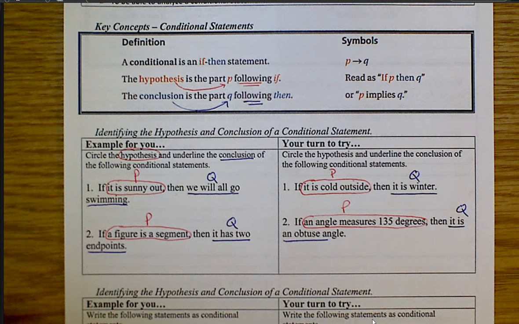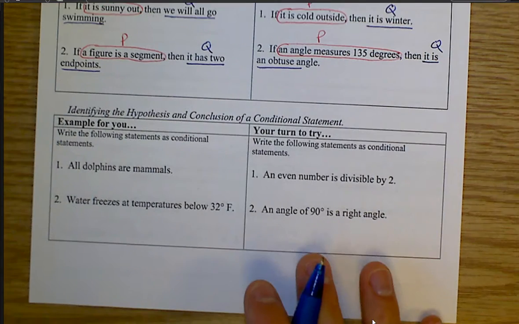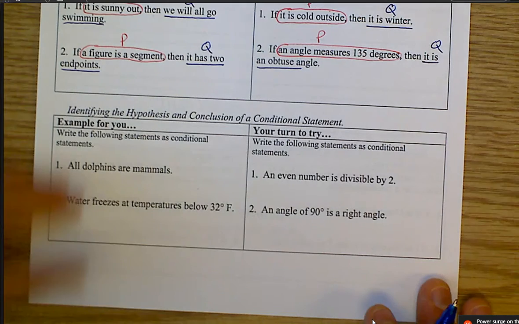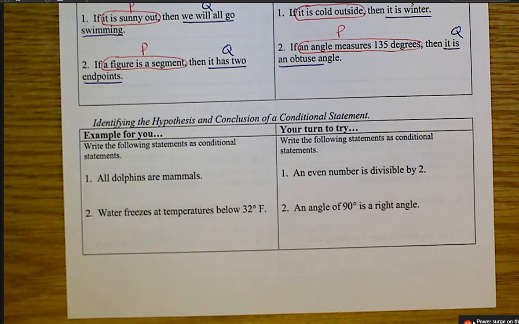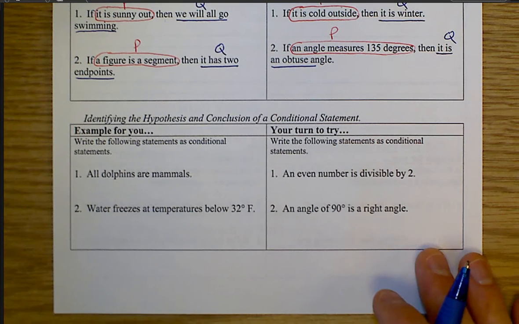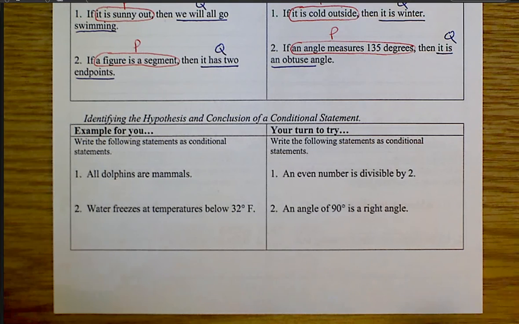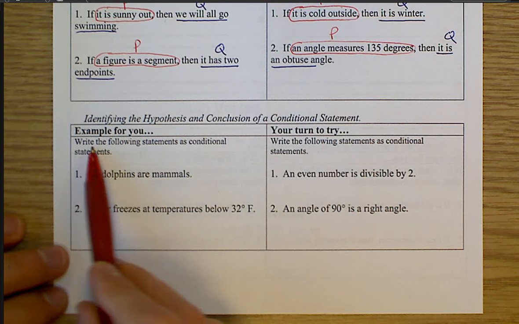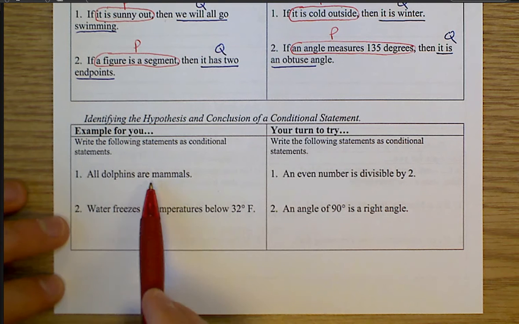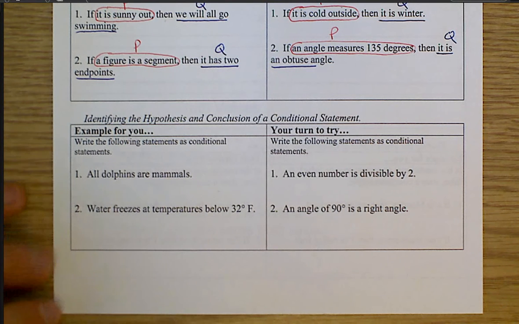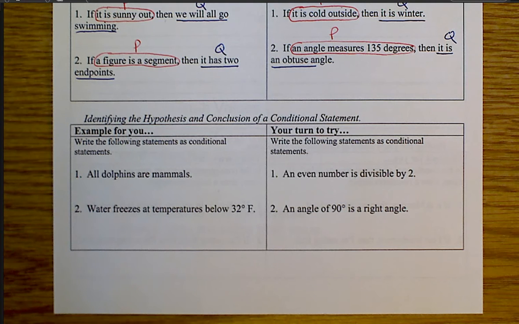Moving on, towards the bottom. Towards the bottom, I'm asking you to actually write a conditional statement based off of the information. Actually, I'll keep my pens going here. Write the following statement as a conditional. All dolphins are mammals. Now, first thing, there are a lot of different ways to write this, and the way I write it may not be exactly how you write it, and that's totally fine, okay? So let me show you an example.